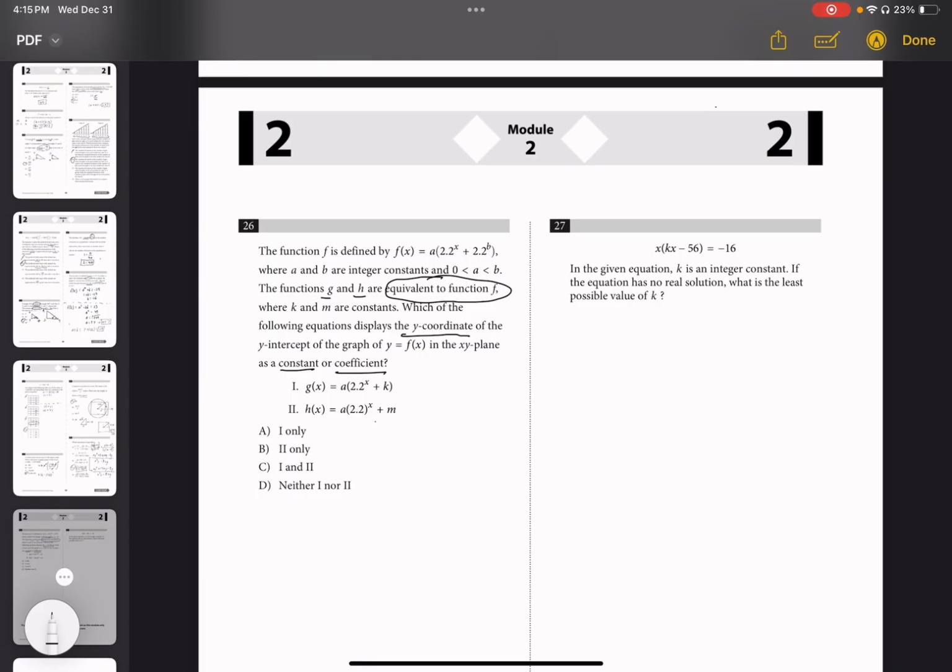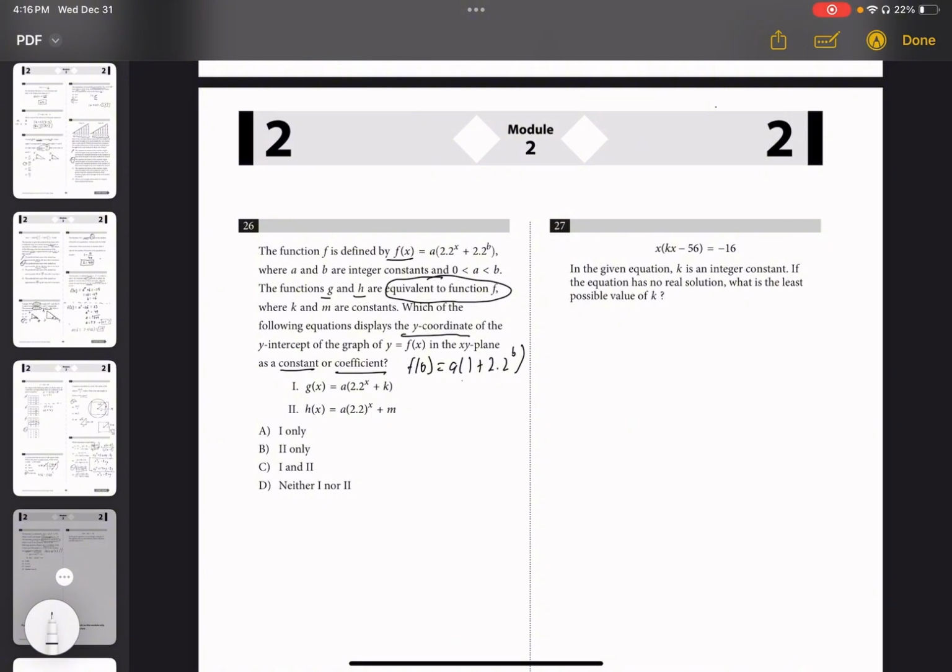So looking at this, our y-intercept of f would be when x is equal to 0. So f of 0 is equal to a times 2.2 to the 0, which is 1, plus 2.2 to the b. So 2.2 to the b is really just a constant. So this is what our y-intercept would be.